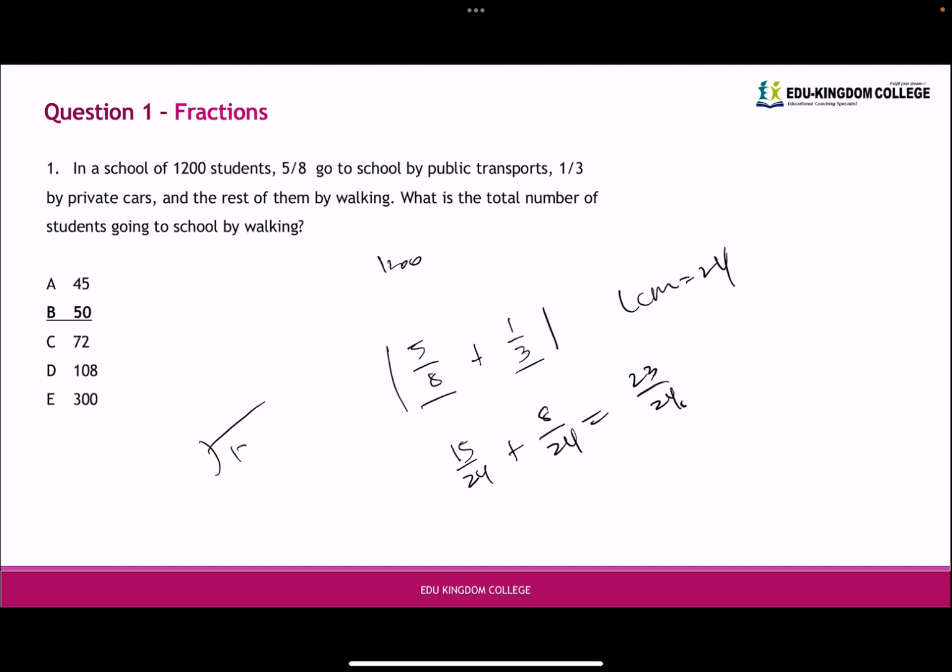So if I divide 1,200 by 8 to find what 1 on 8 is... it should be 1,200 divided by 24, not 8. So 24 goes into 12 0 times, but it goes into 120 5 times. It goes into 0 times, gives you 50.